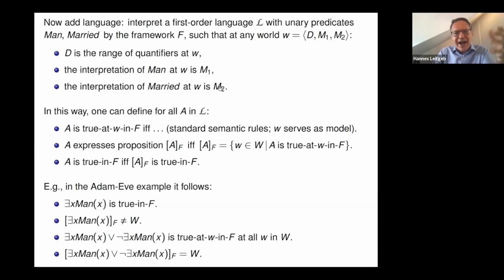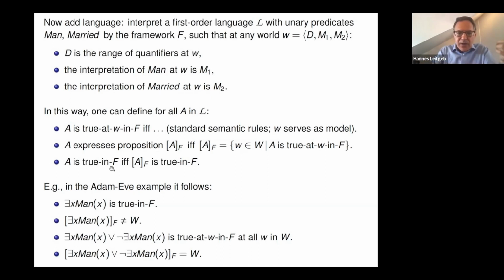And then we can define in the standard way a sentence is true at a world in the framework by means of the standard semantic rules, okay? We use W as a model, as it were. So it's just an intensional semantics in the usual sense. And we say that a sentence expresses a proposition, a set of worlds, if this is precisely the set of worlds at which the sentence is true. So we get the usual correspondence between sentences and propositions as in intensional semantics.